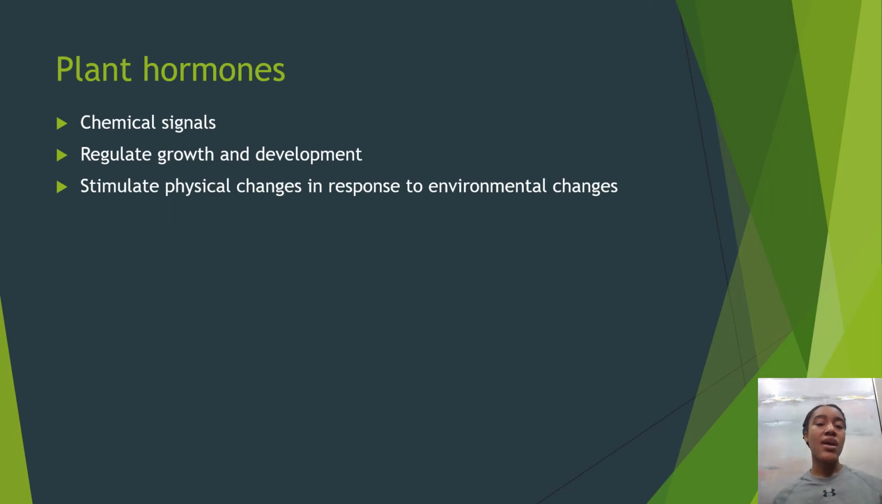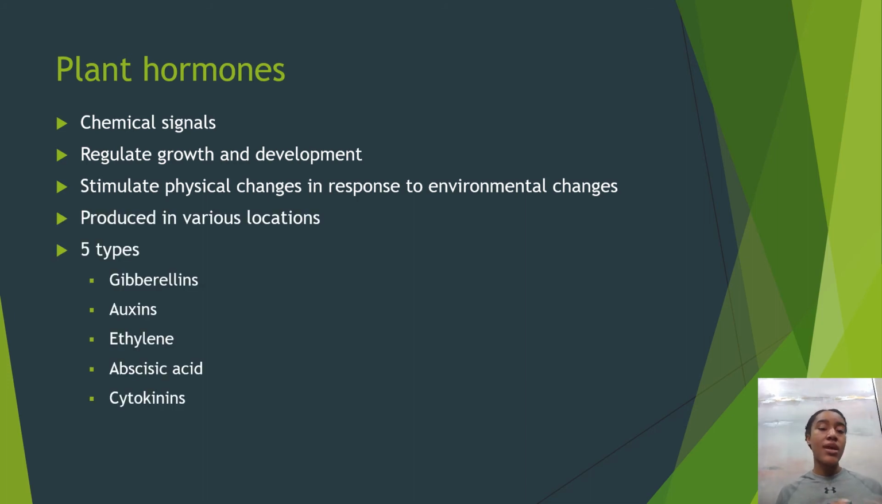So switching gears now from growth and reproduction, we're going to talk about hormones. Hormones are just chemical signals that help to drive particular responses in an organism. In plants, they use hormones to regulate their growth and development, as well as their responses to stimuli and physical changes in their environment. Plants can't move around, so they have to find some other way to respond to their environment, and hormones allow for the proper signaling for them to be able to respond.